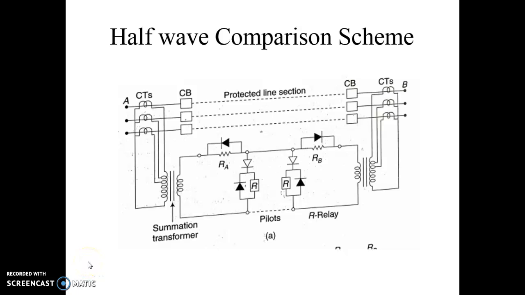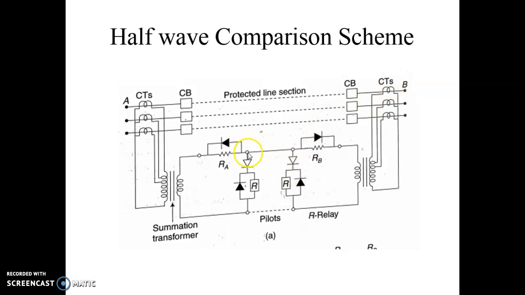Hi all, let's have a discussion on the half-wave comparison scheme, which is one type of wire pilot protection scheme. This is almost the same as a circulating current scheme, but only the operating principle is different. This is the schematic diagram of the half-wave comparison scheme.